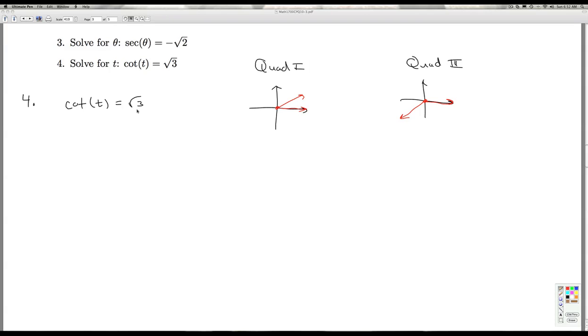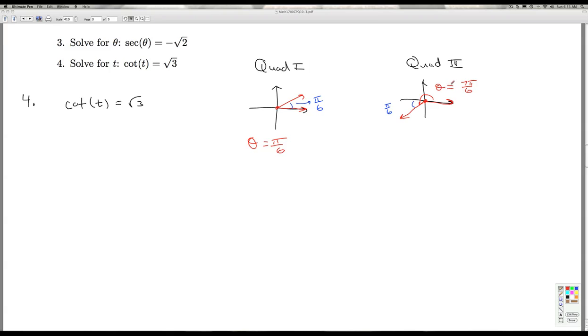Since the cotangent is square root 3, I think back to my known values for cotangent. This tells me that the reference angle is pi over 3. Excuse me, pi over 6. All right, so one quadrant 1 angle with the reference angle of pi over 6 is just pi over 6 itself. One angle in quadrant 3 with the reference angle of pi over 6 would be pi plus pi over 6, so that would be 7 pi over 6.